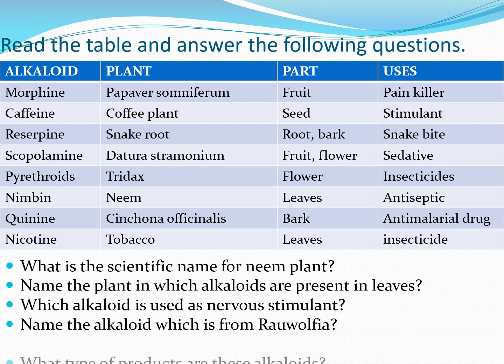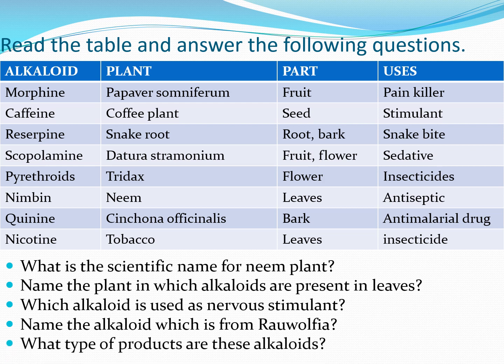Okay. Next, last question. What type of products are these alkaloids? Alkaloids are secondary metabolites which are formed from plants. Actually, plants produce two types of metabolites, primary metabolites and secondary metabolites. Primary metabolites are the nutrients such as carbohydrates, proteins and fats, and secondary metabolites are the excretory substances, and one of them is alkaloid. So alkaloid is a secondary metabolite.